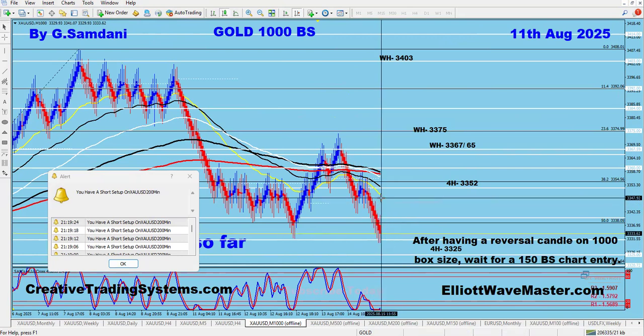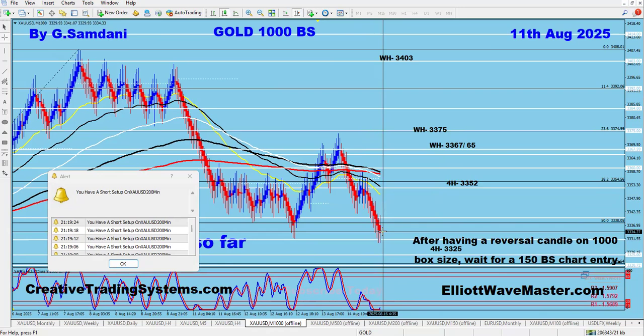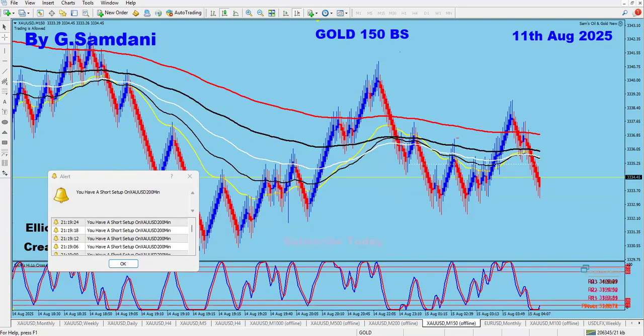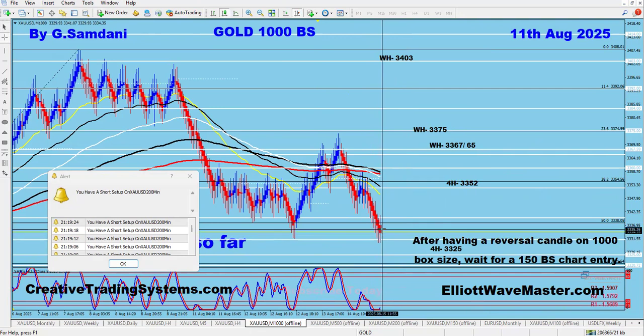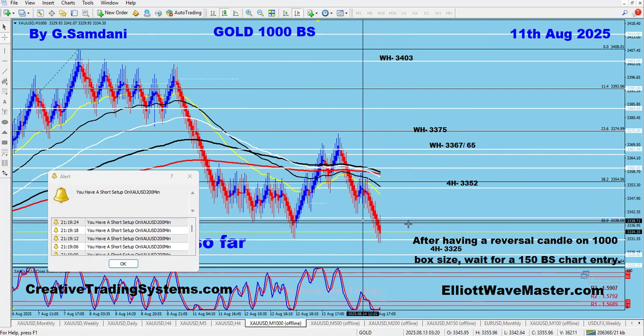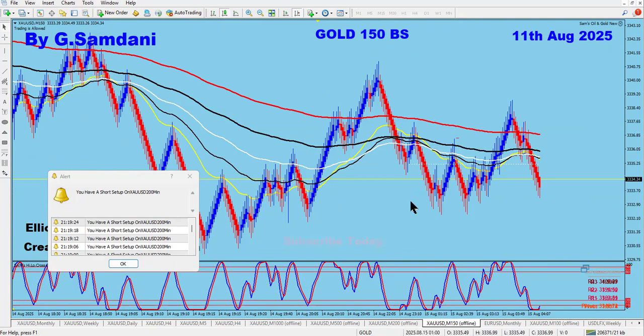But now I don't have a reversal candle here. So what I need is a reversal candle here. And then I'll jump on my 150 box size chart, and this is what it is, right? Right now you can see that all these lines are below the red line, so it is not bullish in my book, in my system. So by the time I have a reversal candle here, and then maybe one or two blue candles, it should be above this wave here, and then ready to go to the upside.